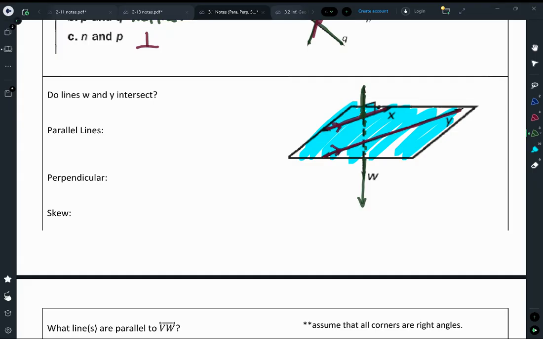So W and Y don't really actually intersect. So this line W is intersecting with X on that plane, but it's not intersecting with that other line. So my answer here is going to be no.